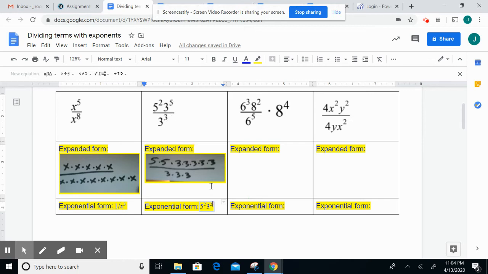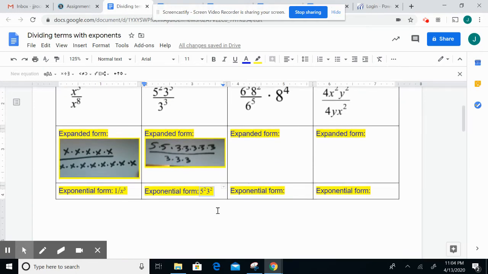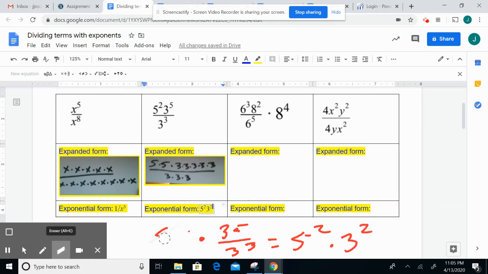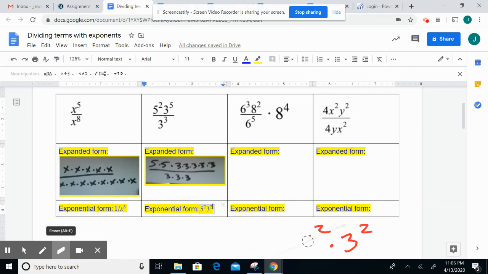5 minus 3, 2. Another way you could do that is you could separate that 5 out. 5 squared. And then just deal with the 3s. 3 to the 5th and 3 to the 3rd. And then you know it's 5 squared. And then 3 to the 5th, 5 minus 3, 3 squared. That'd be another way you could do it. All right, let's take a look at the next one.